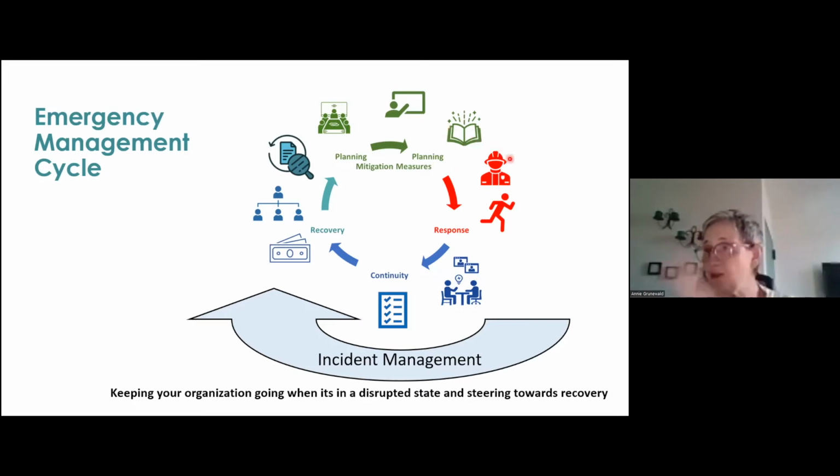Something happens, you use your plans to respond to that emergency. And then let's say it's not done. It's not just a microwave, somebody burned the popcorn and you're back to normal operations. Maybe it's something more. There's flooding in the basement and there are a lot of things that are disrupting your organization. You're going to have to continue going during that disruption. So keeping your organization going when it's in a disrupted state and steering it towards recovery, how you do that is what we're going to talk about today.